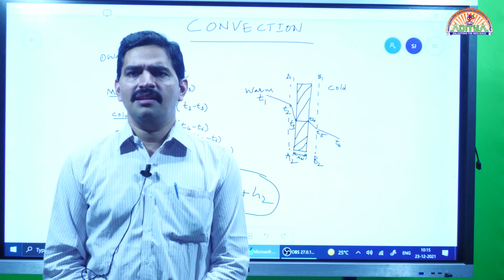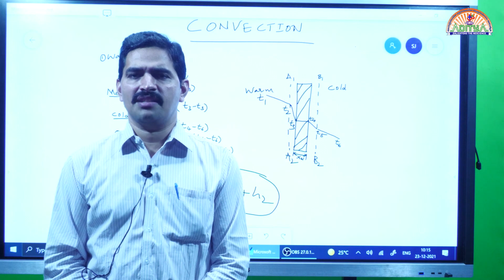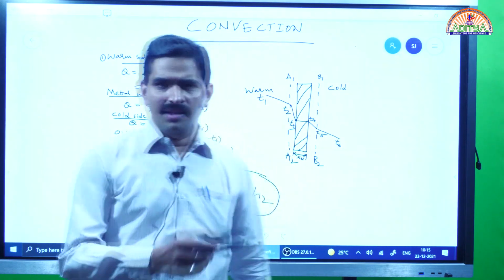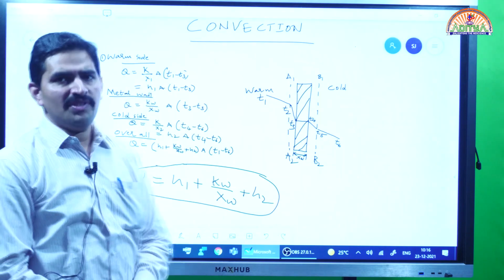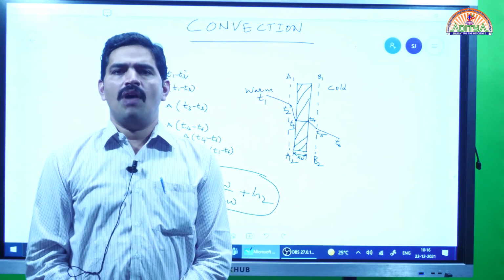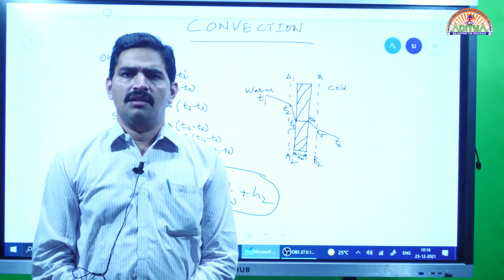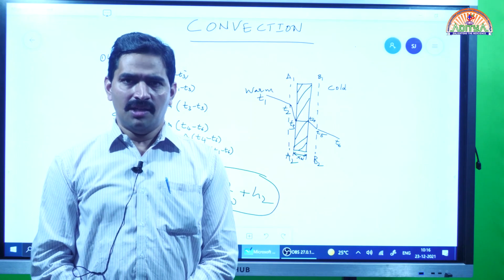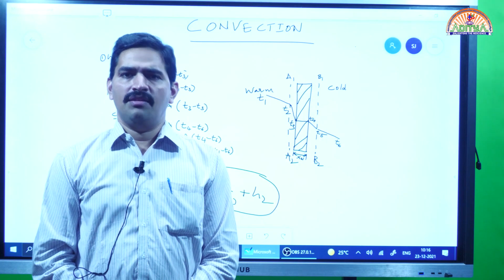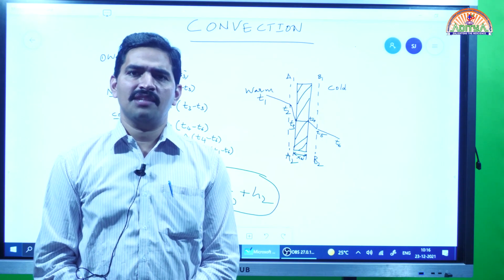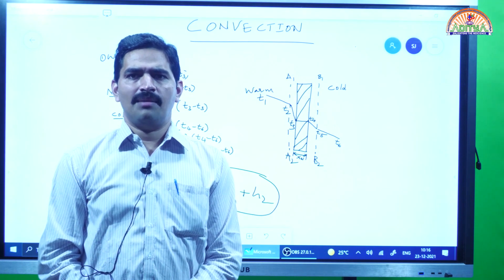So let us discuss the different kinds of heat transfer by means of convection. Under this, let us first discuss heat transfer by means of a metal wall between two kinds of liquids. One is warm liquid which is in close contact with the metal, and from that metal the heat transfers to the cold surface. So let us discuss the same.